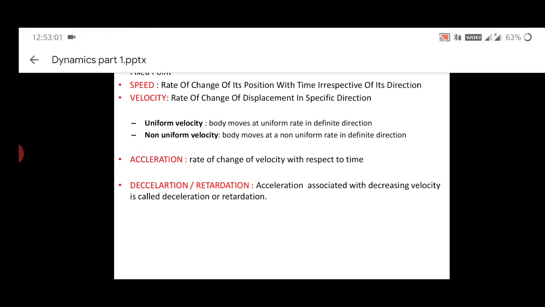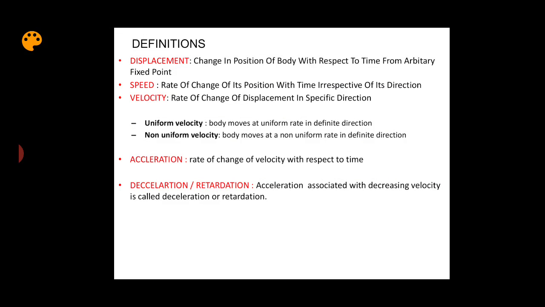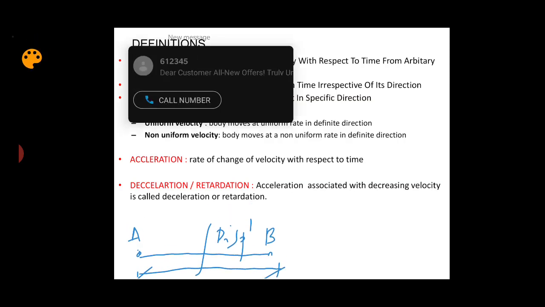The first definition is displacement. Displacement is the change in position of a body with respect to time from an arbitrary fixed point. That is, if an object is placed at point A and after application of some force it changes its position from point A to point B, this traversed path is what is termed as displacement.